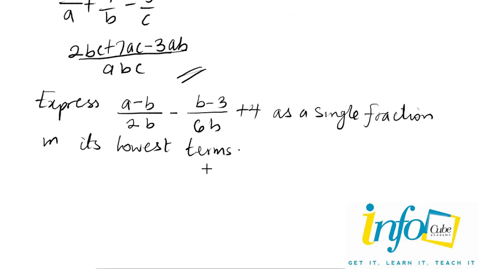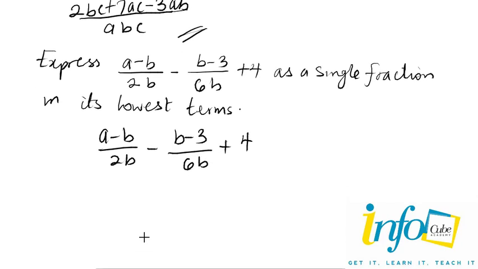Now this question says express (a minus b) over 2b minus (b minus 3) over 6b plus 4 as a single fraction in its lowest terms. Now like I say, you write out the question first. Then the next thing you do is, first of all, this form can be changed to a fraction by just putting over 1. Good. Find the LCM of 2b, 6b, and 1, which will give you 6b.